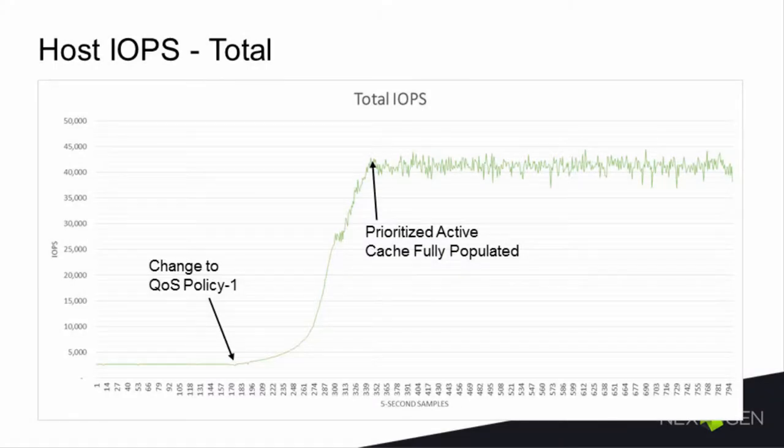Similarly, on this chart for total host IOPS, we see the sum of the IOPS for both VMs. Once the QoS policy change was made, the process for rewarming data into the prioritized active cache was initiated until nearly all IOs are coming from PCIe flash for the mission critical volumes. IOPS top out for the two volumes at around 42,000.